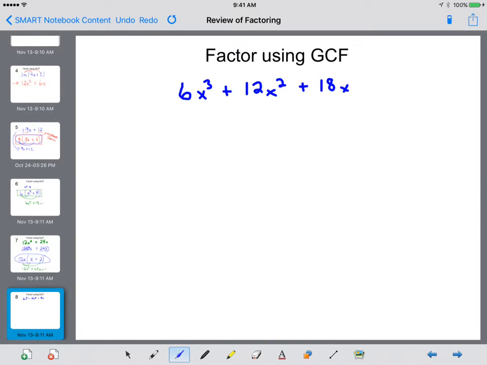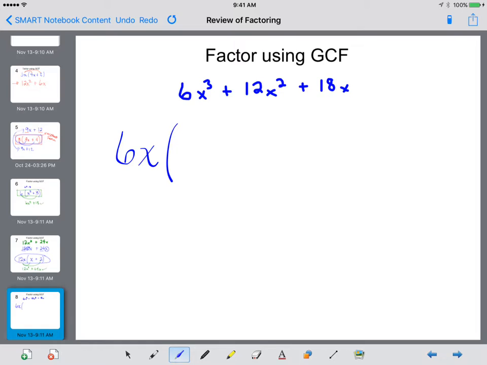Now we've got 3 terms involved. So again, we need to figure out what all 3 terms have in common that we can factor out. 6, 12, 18. I recognize all of them can be divisible by 6. So I'm going to pull a 6 out. I have x to the third, x to the second, and x. They all have one x in common. So I'm going to start with 6x out front.